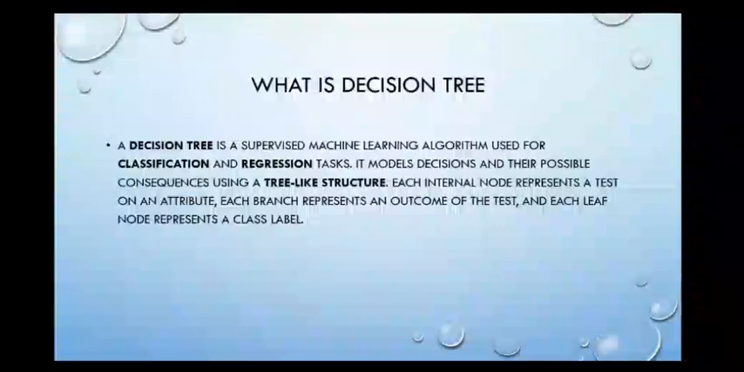For building a decision tree, we calculate the entropy and information gain. Entropy measures the uncertainty or impurity in the data set, and information gain measures the reduction in entropy after splitting the data set based on an attribute.